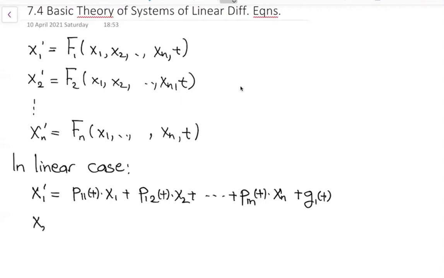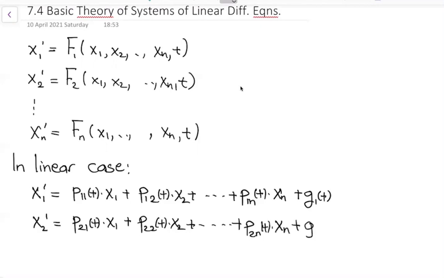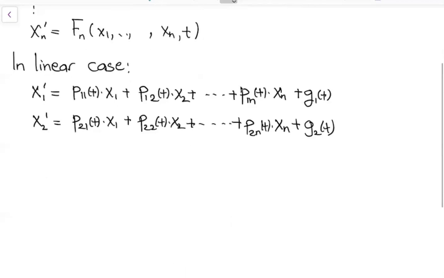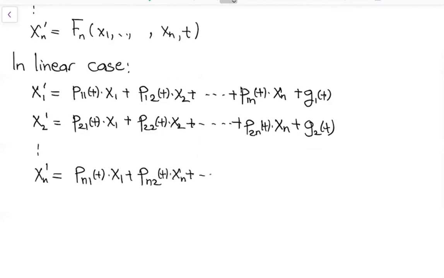And then x2 will depend linearly again. So we will have p21(t) times x1, p22(t) times x2, p2n(t) times xn, plus an additional function of t. We can continue this for the nth derivative, which we can write linearly in terms of the others. So in the linear case, we will have such kind of equations.